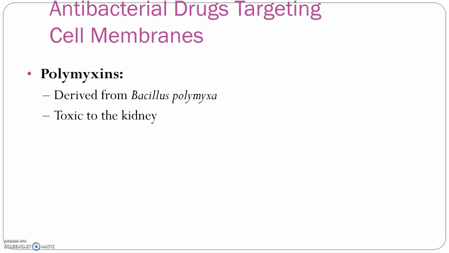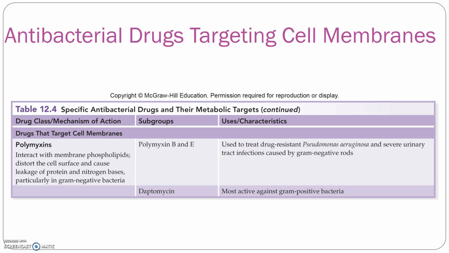All right, so the class of drugs that target the cell membranes. One particular class, and the most recognized, are the polymyxins. This is derived naturally from a bacillus strain. One of the unfortunate side effects is it can be toxic to the kidney. Polymyxin is one that is found in Neosporin as well. And of course, that's applied topically, so there usually isn't too much kidney issues with that.